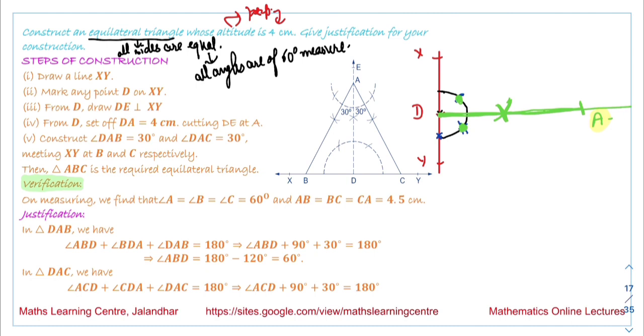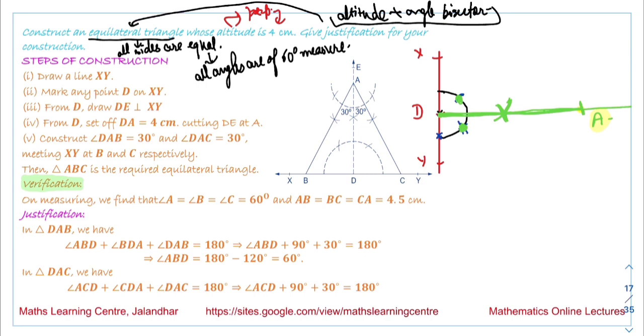Now the next thing that we are given is that from this A we want to draw two lines at an angle of 30 degrees. Why 30 degrees? Because this is an altitude, and for an equilateral triangle the altitude and the angle bisector are the same thing. So this line is also an angle bisector for this triangle. So the angle at A should be 60 degrees, and we draw an angle of 30 degrees at A.